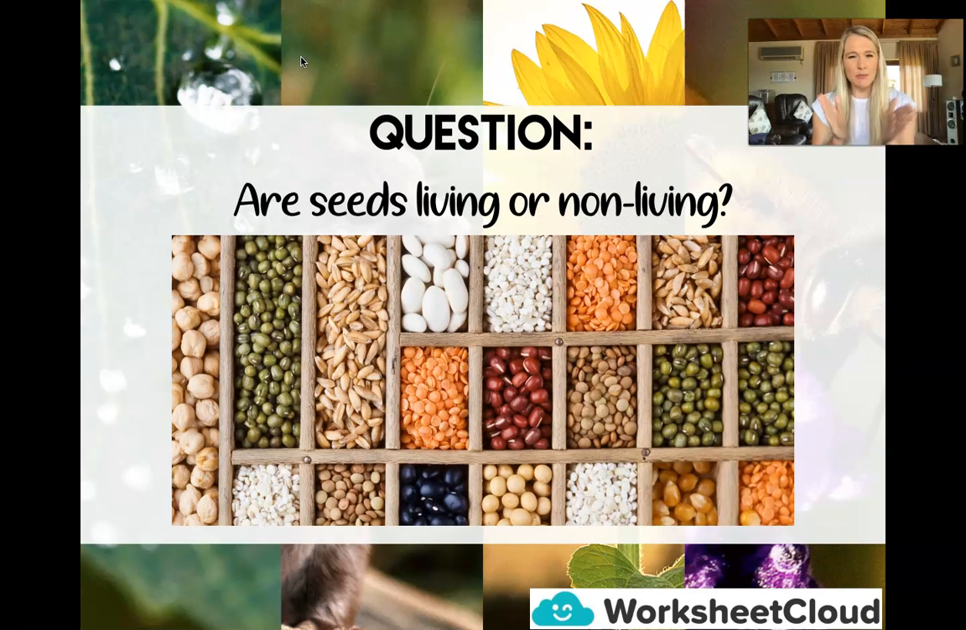Okay, so I'm going to pose a question to you. Are seeds living or are they non-living? I'm going to give you a couple of seconds to quickly think about it. Are seeds living or are they non-living? What do you think? Ready to take a look? Right, let's have a look.